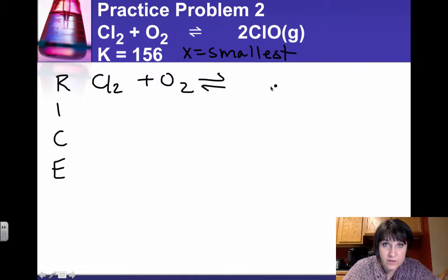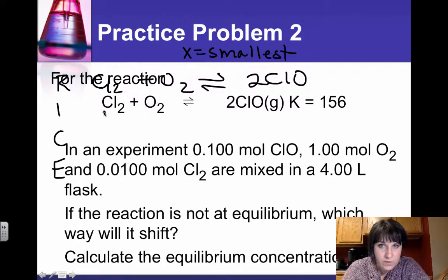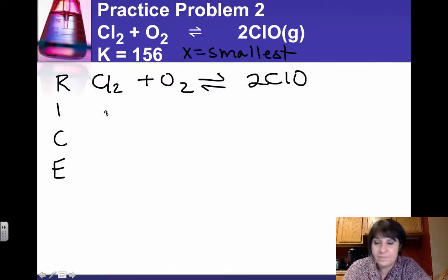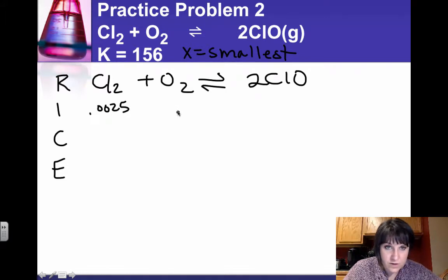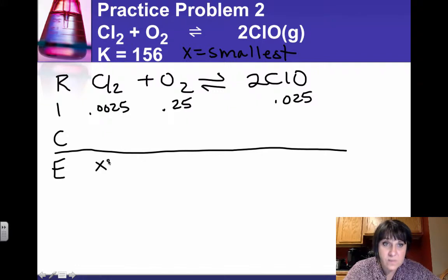So let's write our reaction first. And the initial was, let's see, the same conditions as before, right? 0.1 ClO, yeah, everything's the same as it was before. So let me come back to my cheat sheet so I can see what we had. 0.0025 molar concentration of chlorine, 0.25 molar oxygen, and 0.025 ClO. Since everything's the same, my designation of the smallest value is going to be the same. Chlorine is the smallest thing.